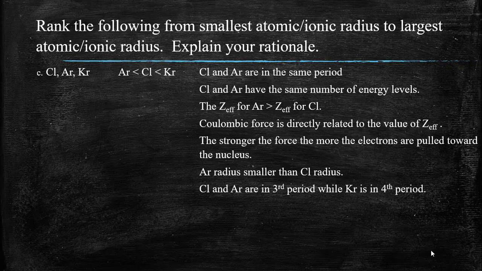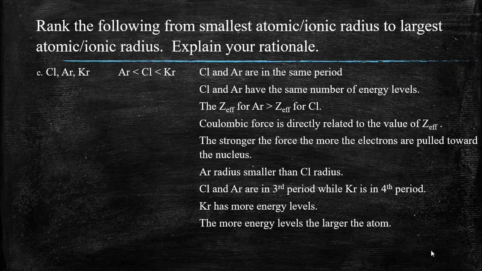Now, let's toss krypton into the mix. As mentioned before, chlorine and argon are in the third period, while krypton is in the fourth period. That means krypton has more energy levels. The more energy levels, the larger the atom. So argon is smaller than chlorine, and because of the extra energy level, krypton is larger than both.